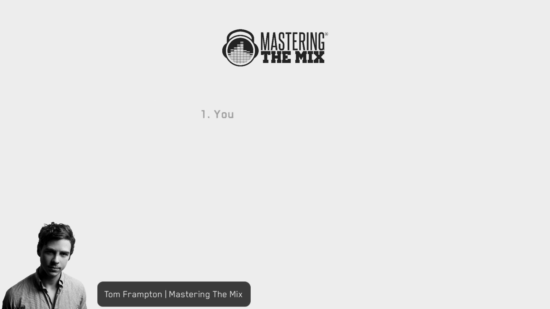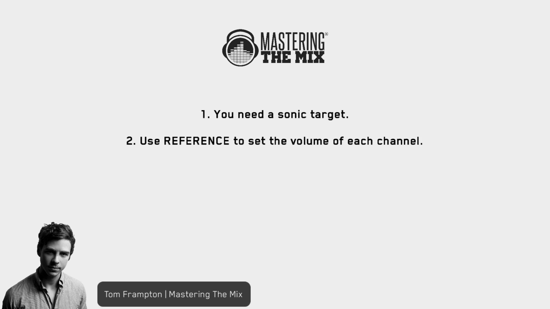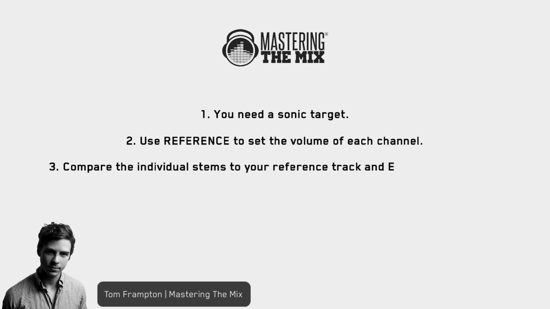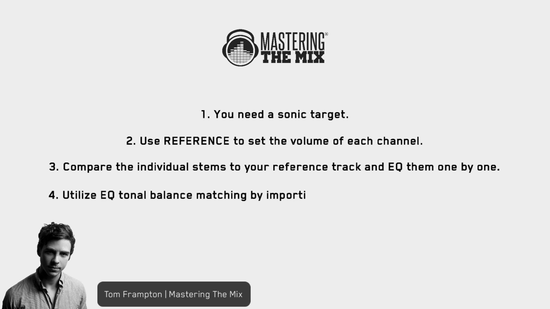So remember, you need a sonic target, then use reference to set the volume of each channel before EQing. Next, compare the individual stems to your reference track and EQ them one by one. The level line in reference should be getting close to the 0 decibel line. Within ± 3 decibels is perfect. Utilize EQ tonal balance matching by importing reference stems into Mixroom.